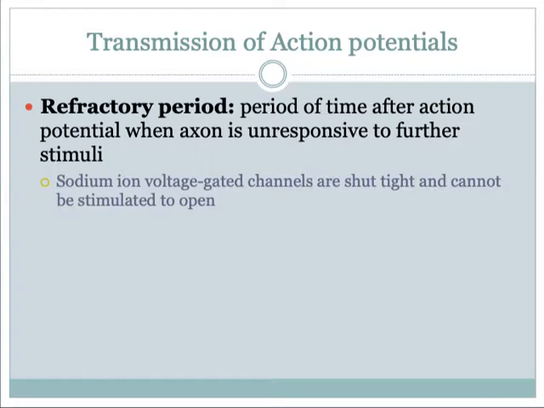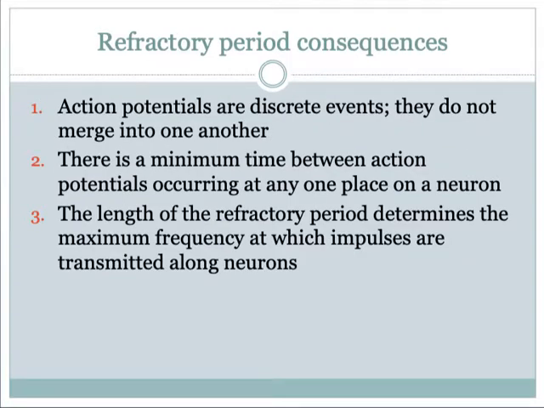However great the stimulus, this period of recovery is the refractory period, when the axon is unresponsive, and there are several consequences of there being refractory periods. So action potentials are discrete events. They do not merge into one another. There is a minimum time between action potentials occurring at any one place on a neuron. The length of the refractory period determines the maximum frequency at which impulses are transmitted along neurons.